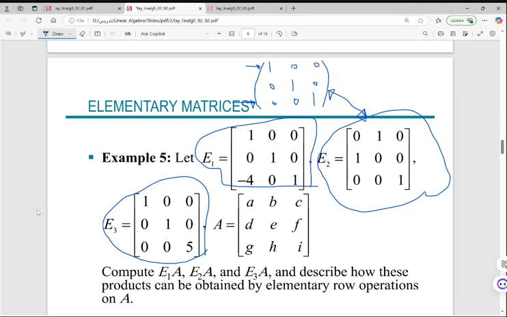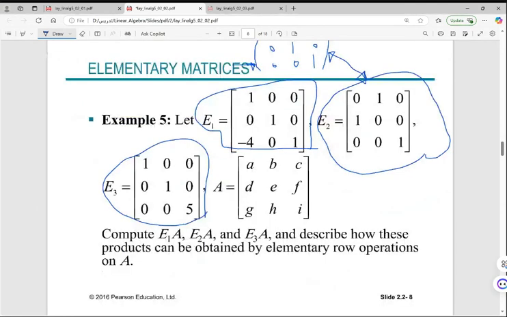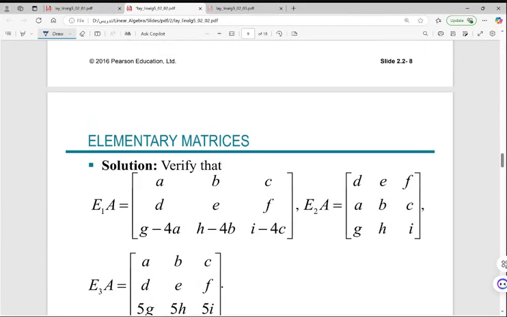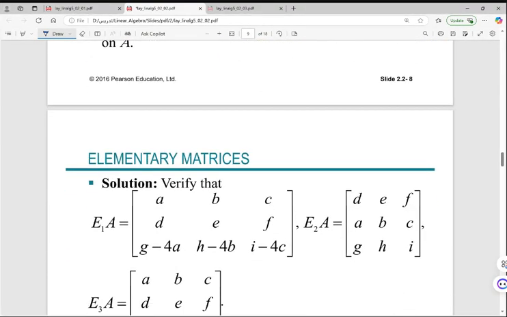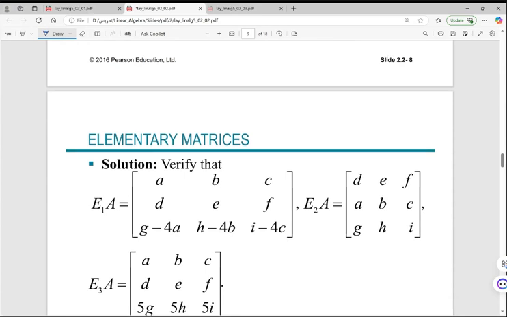Did you compute E1A? So what is E1A? The first row is A, B, C. The second row is D, E, F. The third row will be G minus 4A, H minus 4B, I minus 4C. Yes, it is something like this.